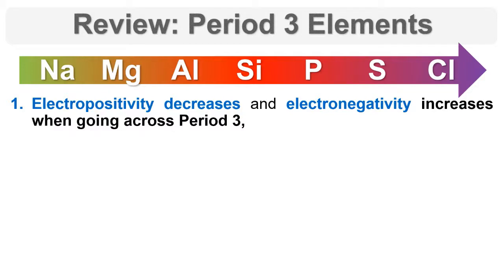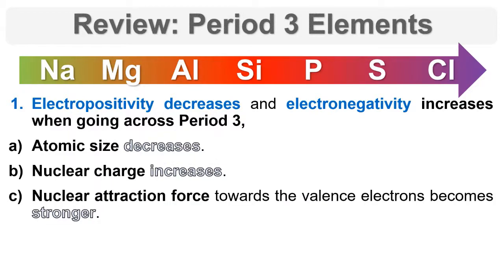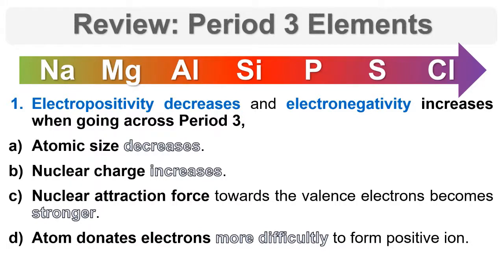Period 3 elements. Electropositivity decreases and electronegativity increases when going across Period 3. When going across Period 3, atomic size decreases. As the number of protons increases, the atomic nuclear charge increases. Nuclear attraction force towards valence electrons becomes stronger. The atom donates electrons with more difficulty to form a positive ion. The atom is less likely to donate electrons.